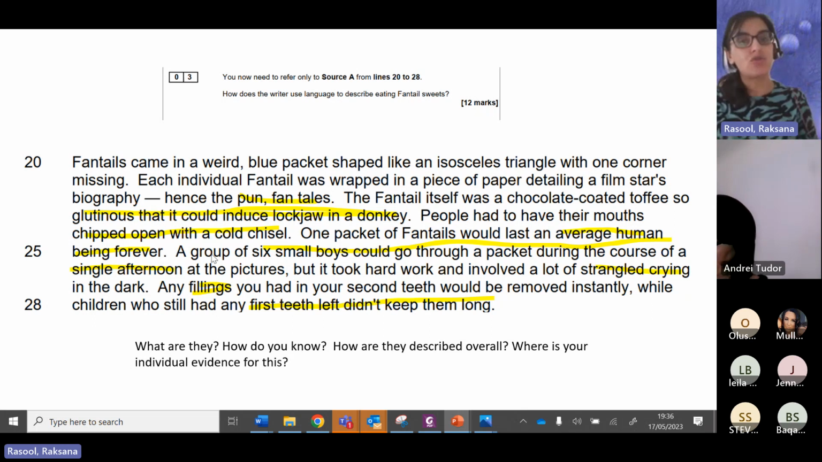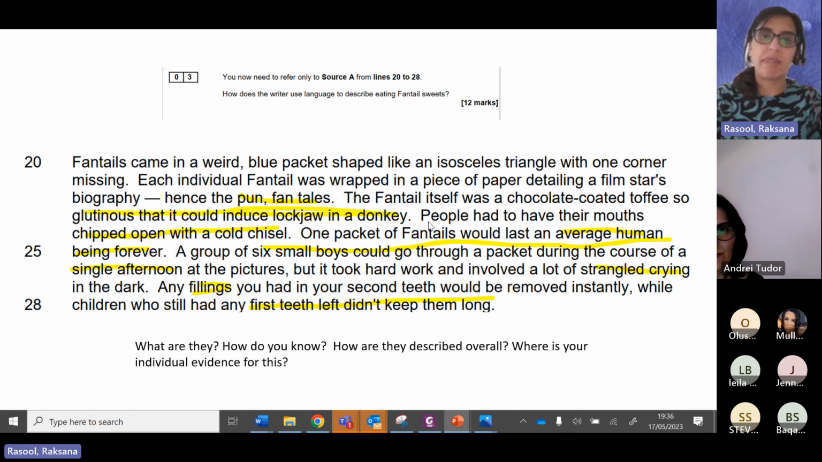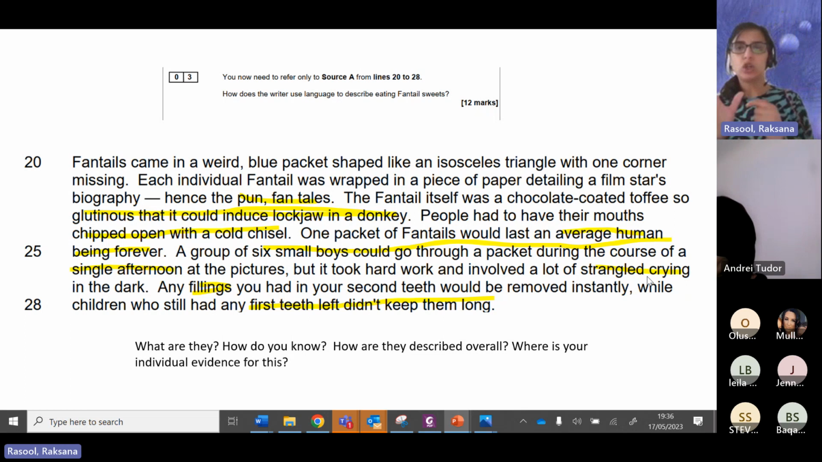But then you've got a contrast of small 6 boys going through a packet in a single afternoon. So you've got the hyperbole, the exaggeration there, and then you've got a contrast of a human forever, 6 boys, 1 afternoon, easy. You've also got the fact that strangled crying in the dark. Now, you could talk about that as a juxtaposition.